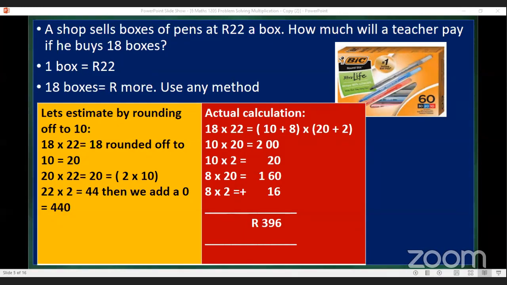If I say 22 minus 18, because most of you, when you see sums, you just do any operation that comes to your head. So Amanda, will you say 22 minus 18? Will it make sense? Because 22 minus 18 will give you 4. So does it mean that the teacher will need 4 rands? No, it doesn't make sense. And then you come back and say, what if I divide? If I say 22 divided by 18, will it make sense?